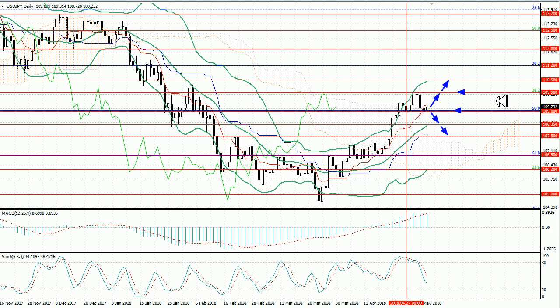Technical indicators show mixed signals. Bollinger Bands are pointing upwards. MACD histogram has started to decline in the positive zone. Stochastic is pointing downwards. Generally, the resumption of growth seems more likely, but one cannot exclude a decline if the price is consolidated below 109 mark.